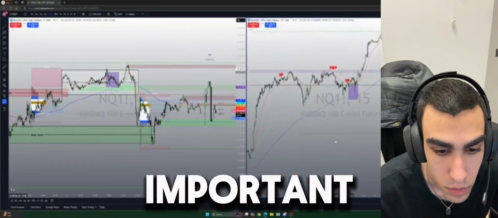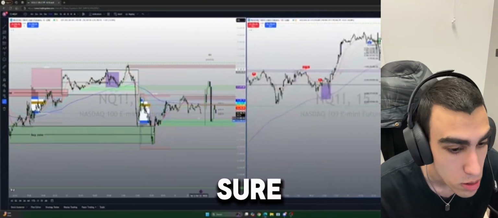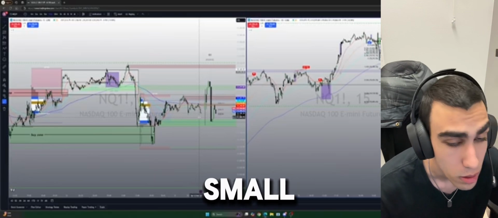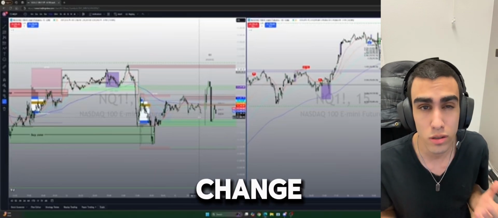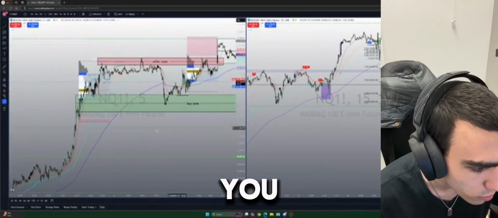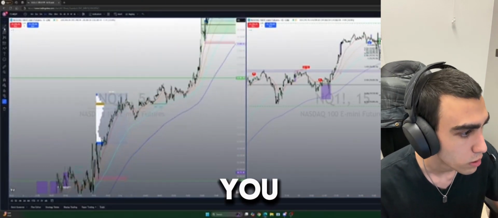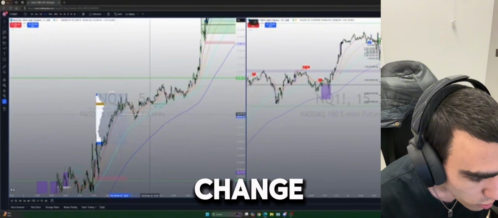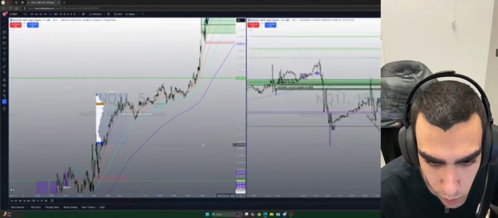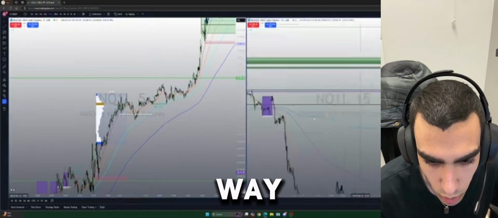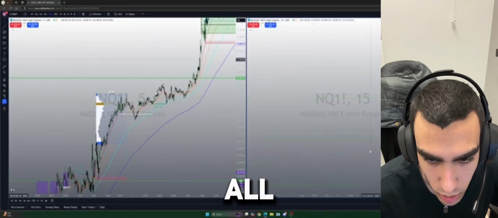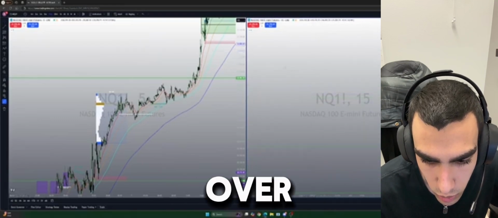Now, this is why it is very important to look at the higher time frames, because sure, on the 1 minute, you're looking at small reversals. You'll be like, ooh, trend's going to change. Like right here. Let me show you. Right here. This is a perfect example. You're like, oh my god, trend's going to change, right? Let me move this all the way up to where it's currently at. It's all the way up here. Move it over.